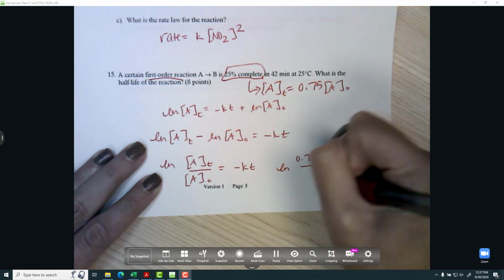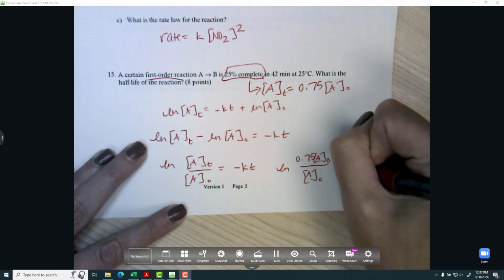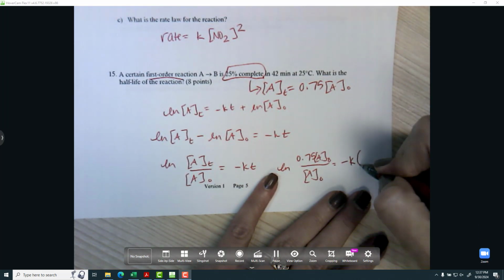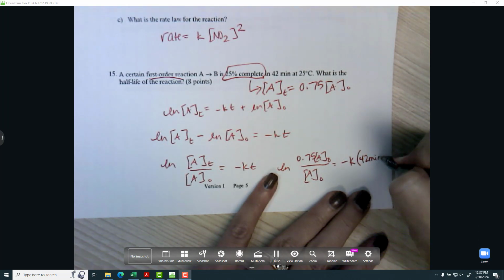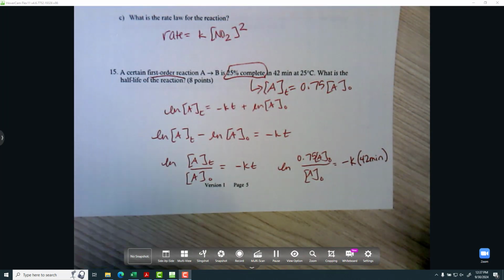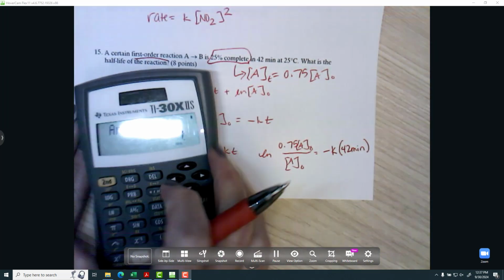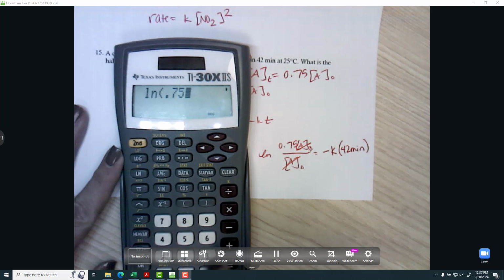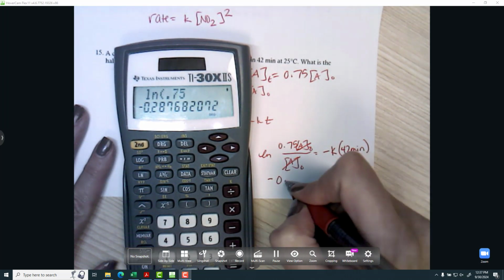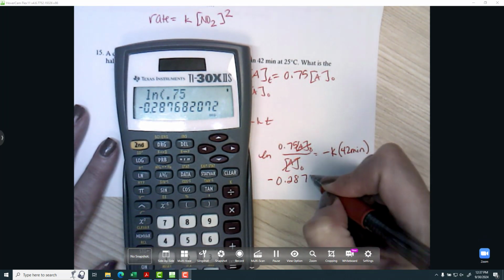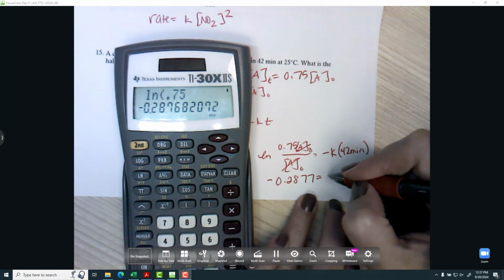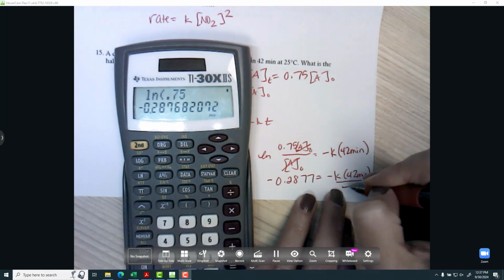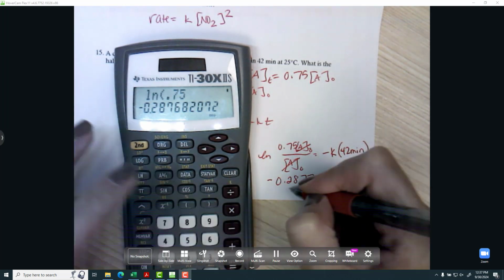I can use that to cancel my A sub 0. So right now at A sub t, it's 0.75 times A sub 0. And then A sub 0 is still A sub 0. K, I don't know. 42 minutes is the time I'm interested in. So now those A sub 0s cancel. The natural log of 0.75 is a number that I can put in my calculator. And then this side would just be negative K times 42 minutes. So I can get K by itself by dividing by negative 42 minutes.